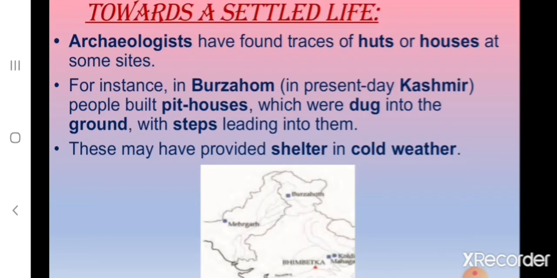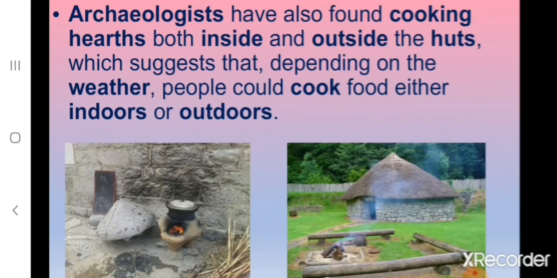Now let us revise about towards a settled life. Children, the archaeologists found traces of huts or houses at some sites. For instance, in Burzahom, which is in present-day Kashmir, people built pit houses which were dug into the ground with steps leading into them, and these may have provided shelter in cold weather. Children, what were pit houses and where have they been found? Pit houses were built by people by digging into the ground with steps leading into them, and they have been found in Burzahom.